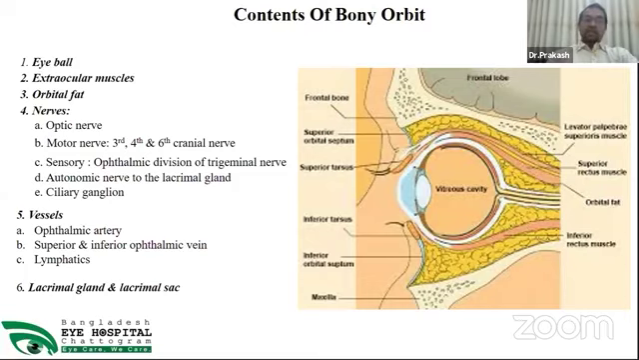nerves. And what are the nerves? The optic nerve. There are motor nerves: the third nerve, fourth nerve, and sixth nerve. They supply all the extraocular muscles. The sensory nerves are from the ophthalmic division of the trigeminal nerve, and autonomic nerves go to the lacrimal gland and ciliary ganglion. The vessels are the ophthalmic artery, superior and inferior ophthalmic veins, and lymphatics. Other important structures are the lacrimal gland and lacrimal sac. So these are the contents of the orbit.